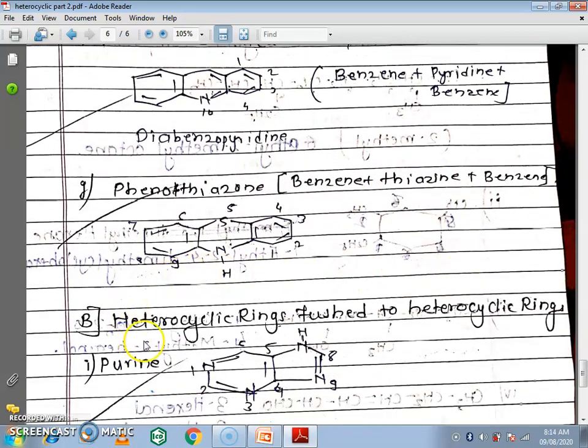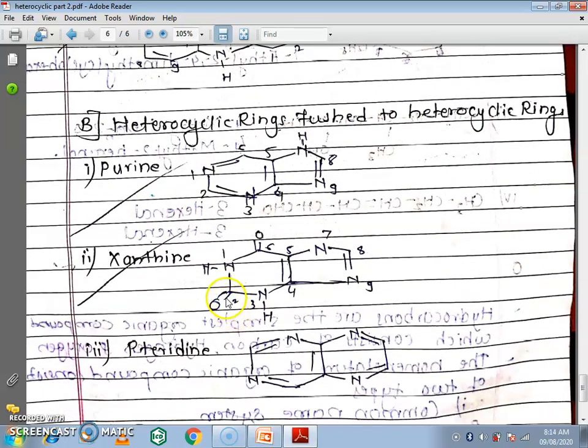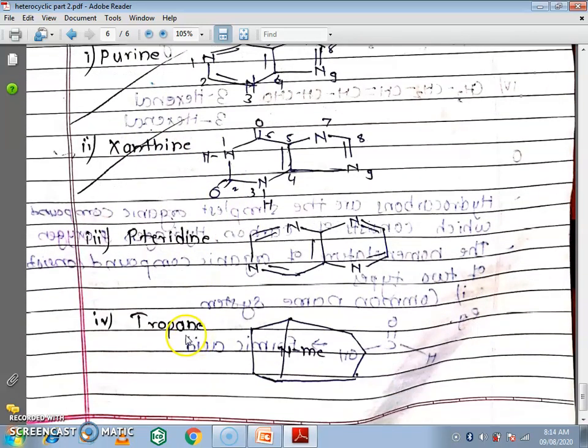Next one is heterocyclic rings fused to heterocyclic rings. First one is purine, xanthine, pteridine. The last one is propane.